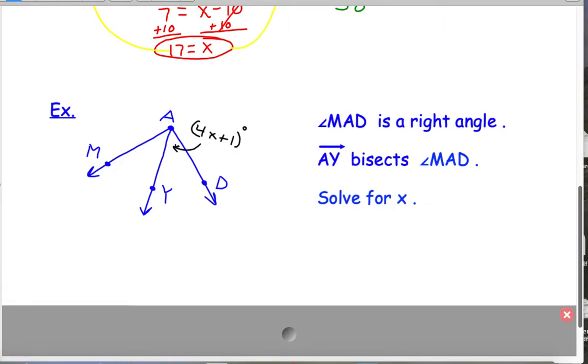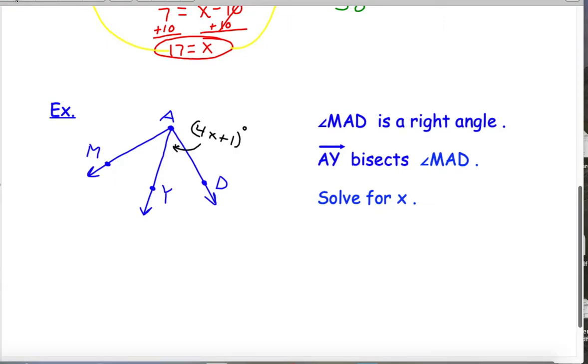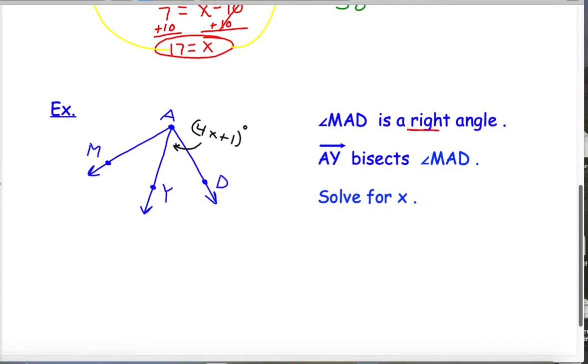All right, let's try another one. The measure of angle MAD is a right angle. Okay, stop. What does that mean? See, we're combining stuff that we've learned already. A right angle is 90 degrees. So they're telling me angle M to A to D is 90 degrees. Well, we use a box for that, remember?